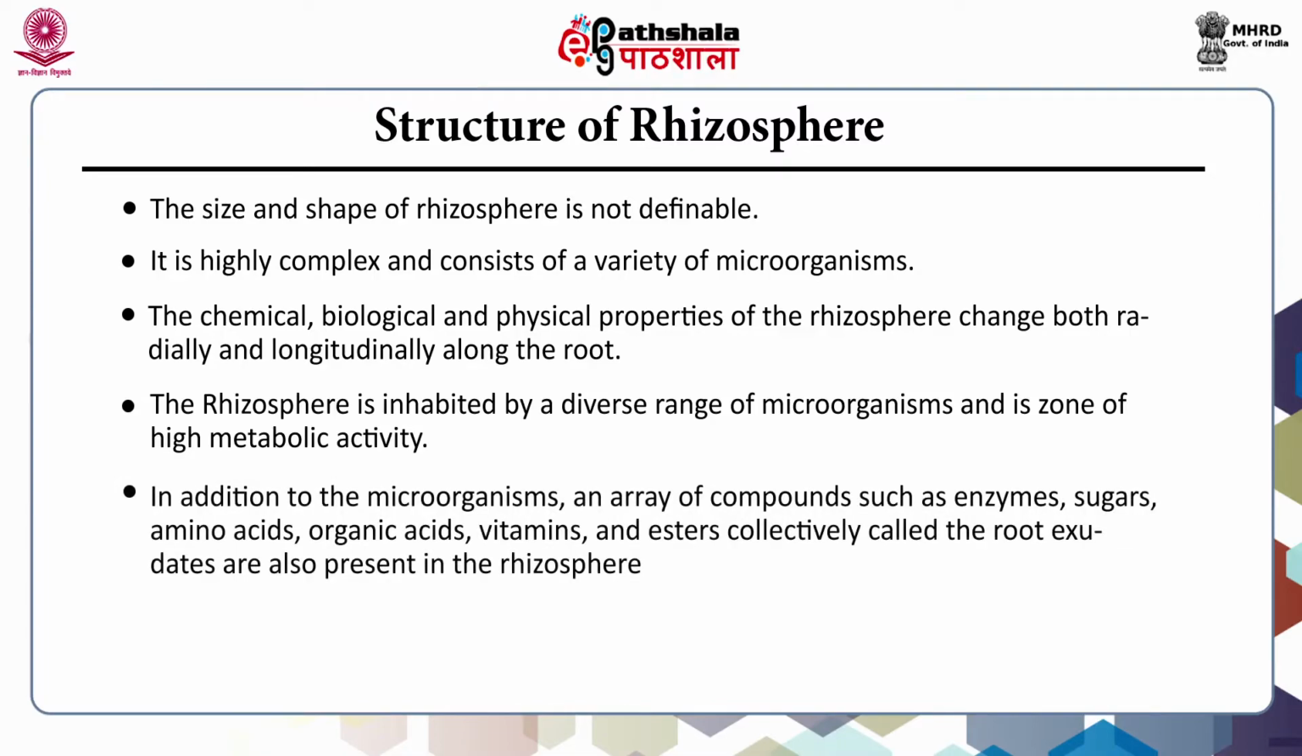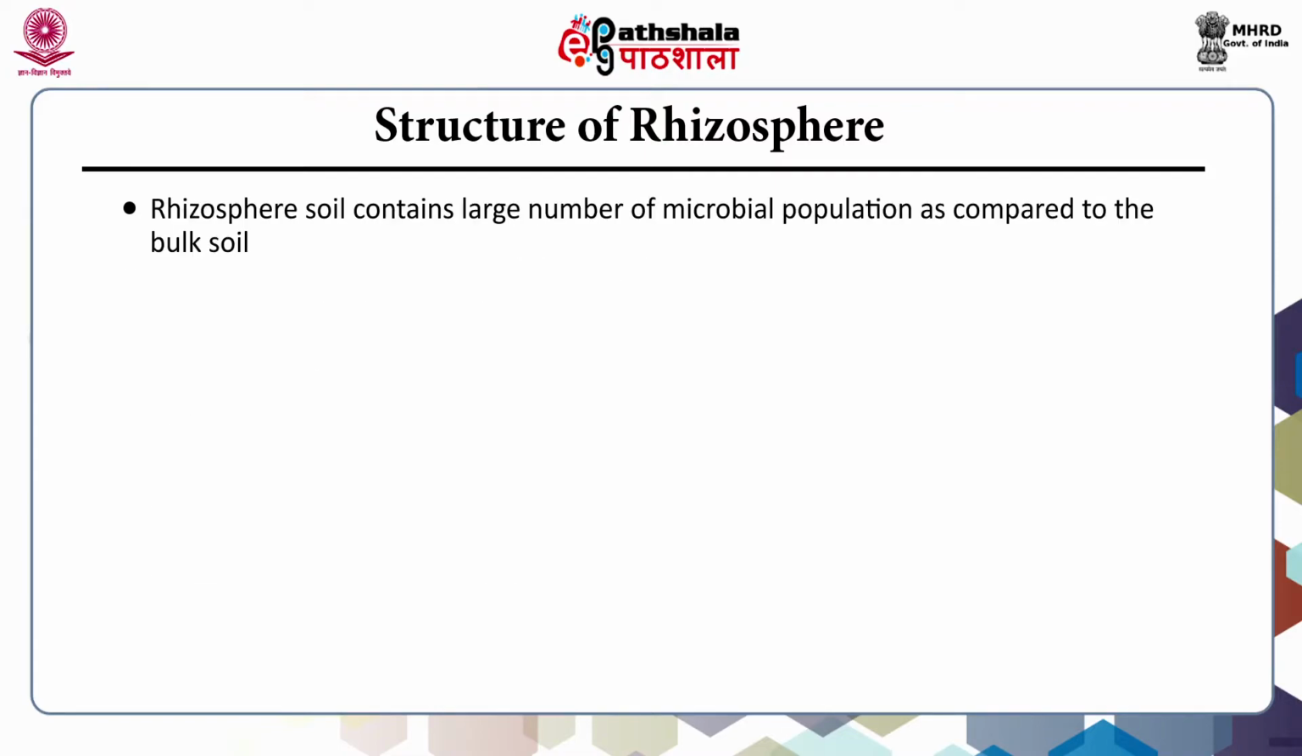In addition to microorganisms, you also find many compounds present in the rhizosphere region. They are enzymes, sugars, amino acids, organic acids, vitamins, esters, etc. Now, where do these compounds actually come from? They are nothing but the root exudates which are generated from the plant. These are used by the microbial population and then they grow and multiply.